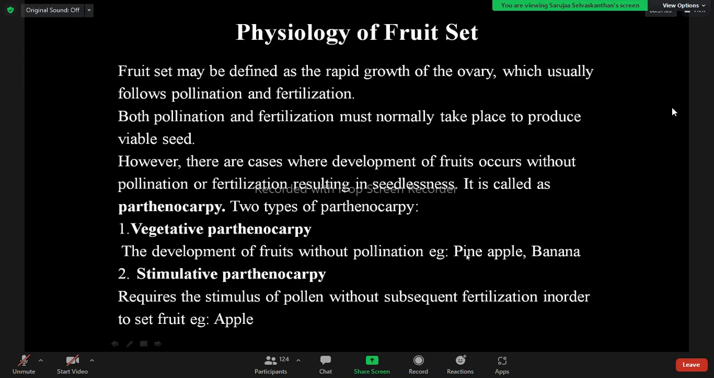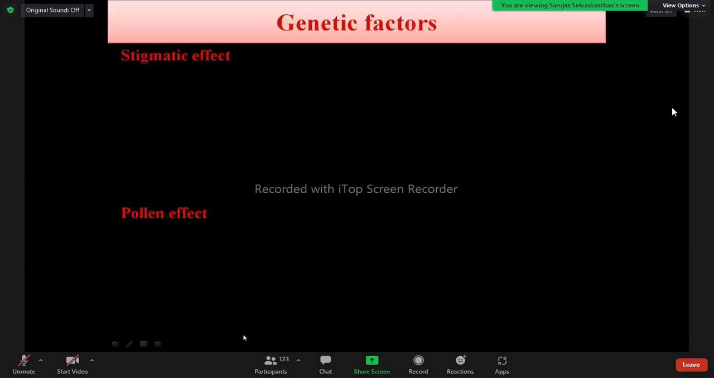Vegetative: no pollination, no fertilization. Stimulative parthenocarpy: pollen stimulus is required, but not the fertilization. Example, apple. Right?